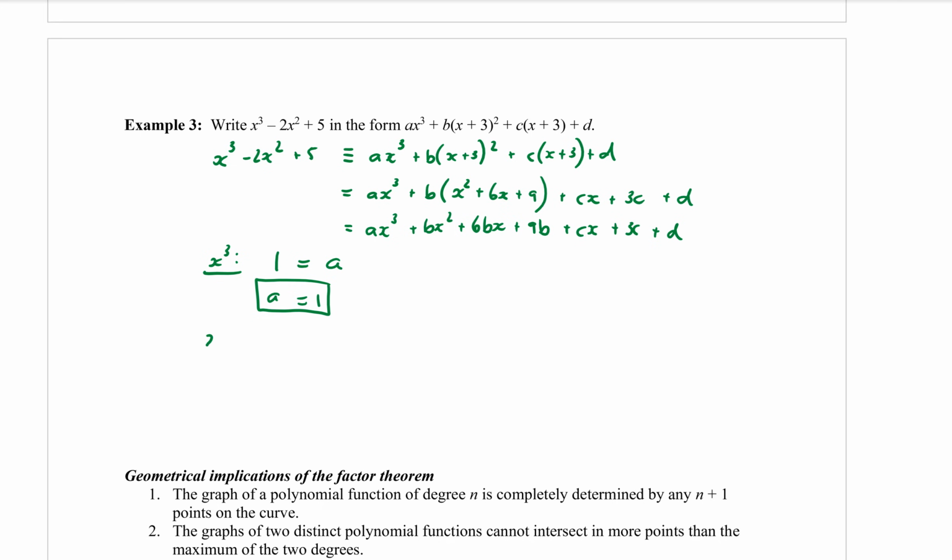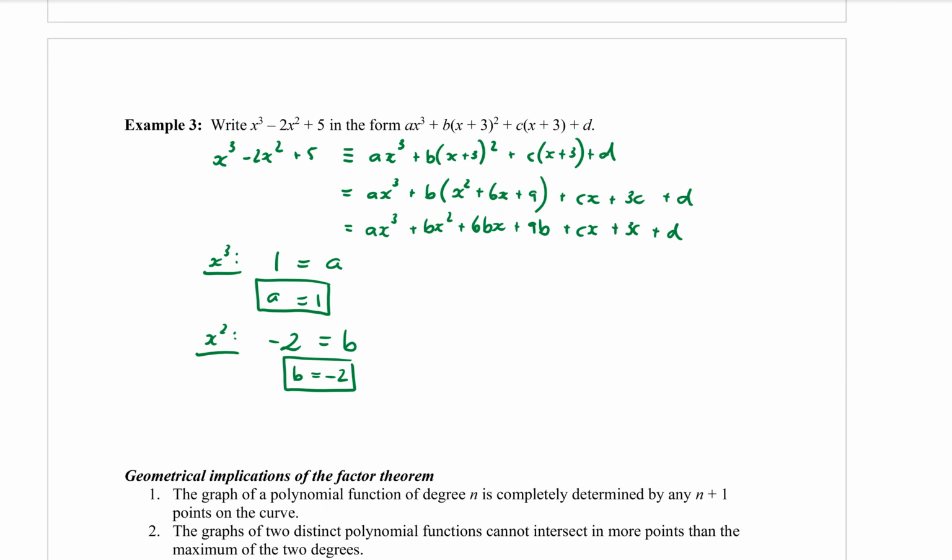Then I go to my x squareds. On the left-hand side, my x squared has a coefficient of -2. On the right-hand side, I have an x squared, which is just 1 there, which is the b. So b is equal to -2.